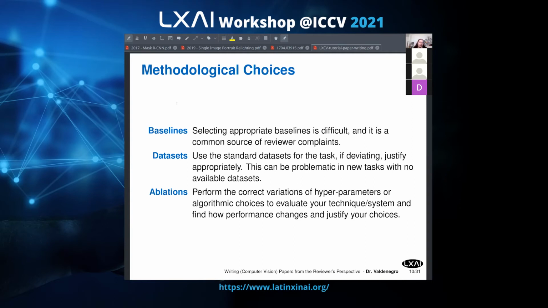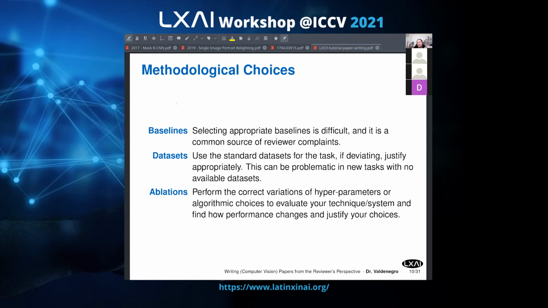You have to evaluate all the possible backbone networks, but you need to select an appropriate set of backbones that make sense. I know ResNet, maybe the latest networks for ImageNet, maybe VGG, and so on. And this, of course, is a matter of opinion, but people can help you to agree as a group on which ones are the baselines or options that you can choose, and then evaluate all of them. And of course, this means that you need to perform the correct variations of hyperparameters to evaluate your technique and system and find how performance changes and justify your choices.